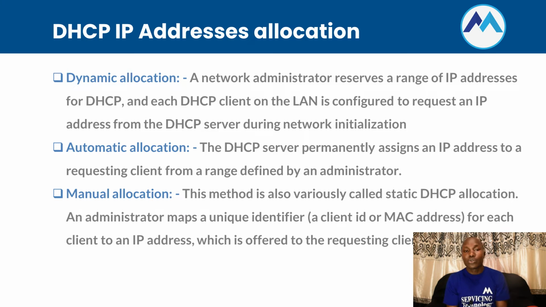Then the last method of allocation is manual allocation, where an administrator maps a unique identifier, such as the MAC address, for each client to an IP address, which is offered to the requesting client. DHCP servers may be configured to fall back to other methods if this one fails.